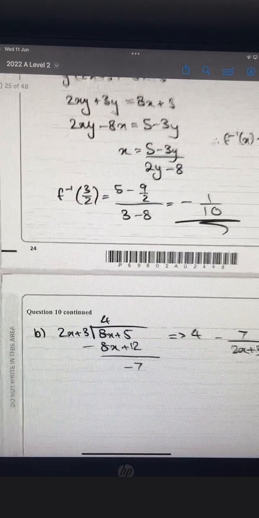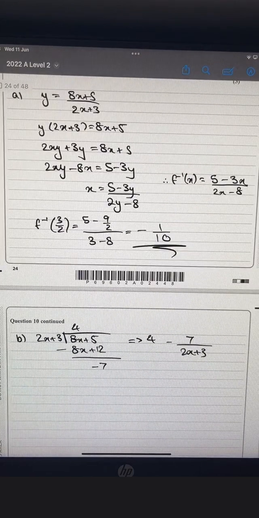Now I'm just focusing on the first term on the left-hand side, on the thing outside. How many times does 2x go into 8x? Well, that goes in 4 times, right? So I'm going to put 4 above that, and I'm going to subtract 4 lots of 2x plus 3, which is 8x plus 12, just as you would when you're normally dividing.